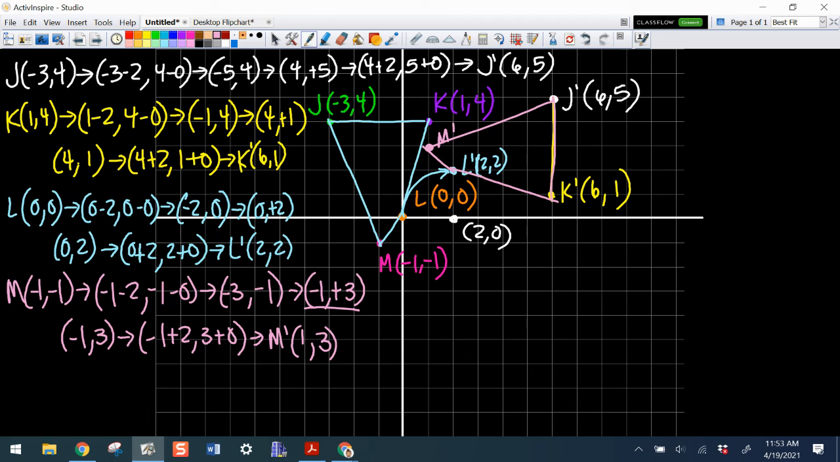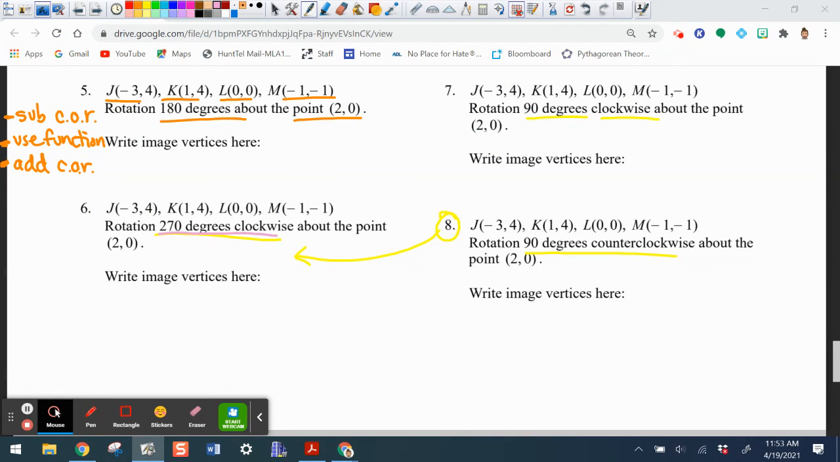Just quickly connect it, just so that we see we really did perform a 90-degree clockwise rotation. And don't forget, just like the 270 degrees clockwise and the 90-degree counterclockwise are the same, 90 degrees clockwise can also be described as 270 degrees counterclockwise. So keep that in mind. Now, because I've already stated that the coordinates for item 8 are going to be the same as 6, simply because the resulting image will be the same vertices, I'm not going to go through that process there.